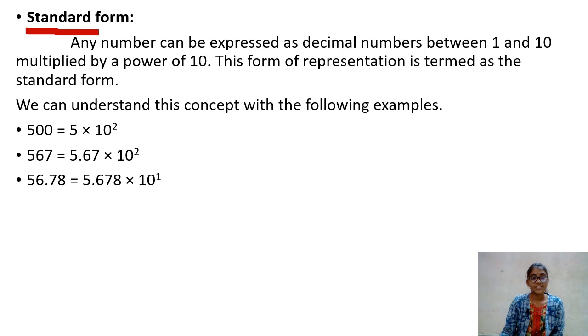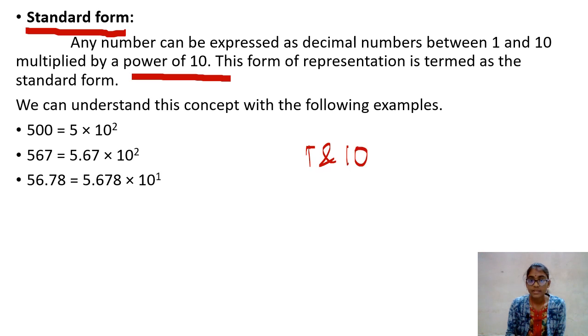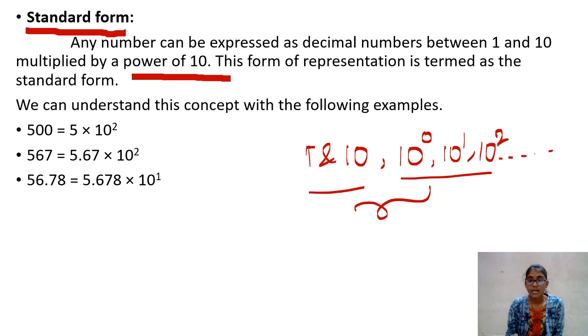What is a standard form? Any number which can be expressed as a decimal number between 1 and 10 multiplied by a power of 10 is called a standard form. It should contain a term between 1 and 10, and it should also contain a power of 10, like 10 power 0, 10 power 1, 10 power 2, and so on. Both of these terms combined are called a standard form.